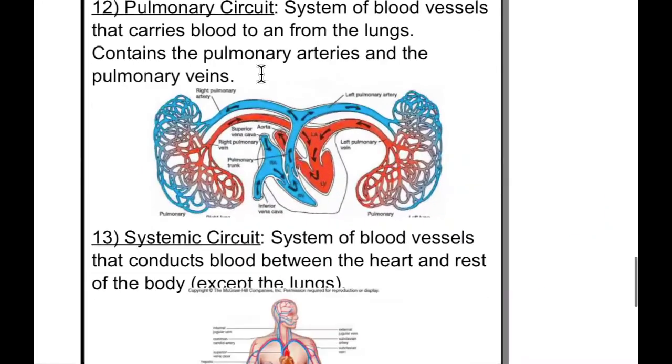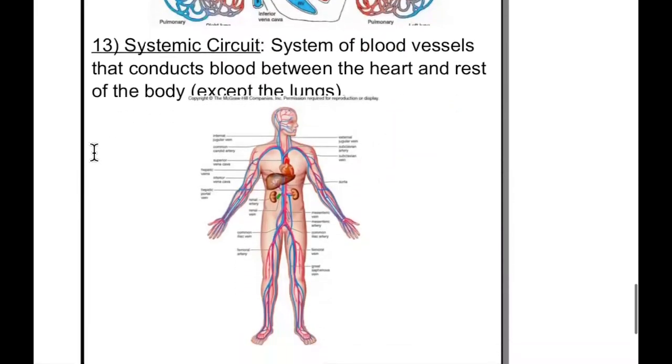The systemic circuit is a series of blood vessels that conducts blood between the heart and the rest of the body, except for the lungs. So systemic because all the blood is going to your body systems, to all of your muscles, to all of your organs, to your brain, to your nerves, to your bones, everywhere. All right, so all of your body systems are getting blood from the systemic circuit. And that is the vocabulary for the cardiovascular system, ladies and gentlemen.